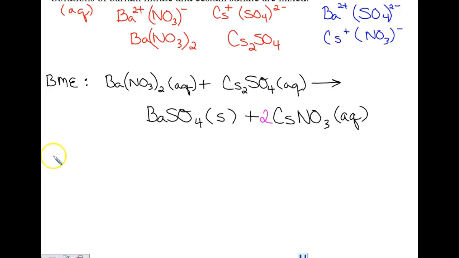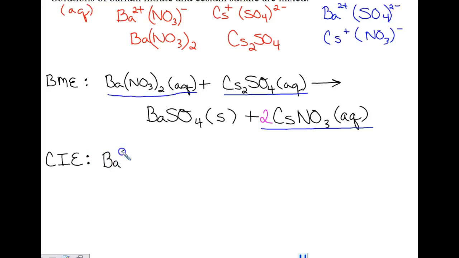Alright, so the complete ionic equation, all you do is take your balanced molecular equation, and your things that are aqueous need to be broken apart to reflect the fact that they are separate ions in water. You don't find cesium nitrate as a unit in water if it's aqueous. You find separate cesium and separate nitrate. So we're going to do this for all of the aqueous species. So barium nitrate is actually a barium ion and 2 nitrate ions.